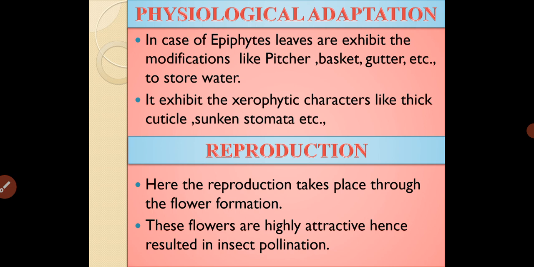Reproduction. Here the reproduction takes place through flower formation. These flowers are highly attractive, hence resulting in insect pollination. We all know that orchids have beautiful flowers. Orchids are also an example of epiphytes. Because of their beautiful, attractive flowers, pollination takes place through insects.